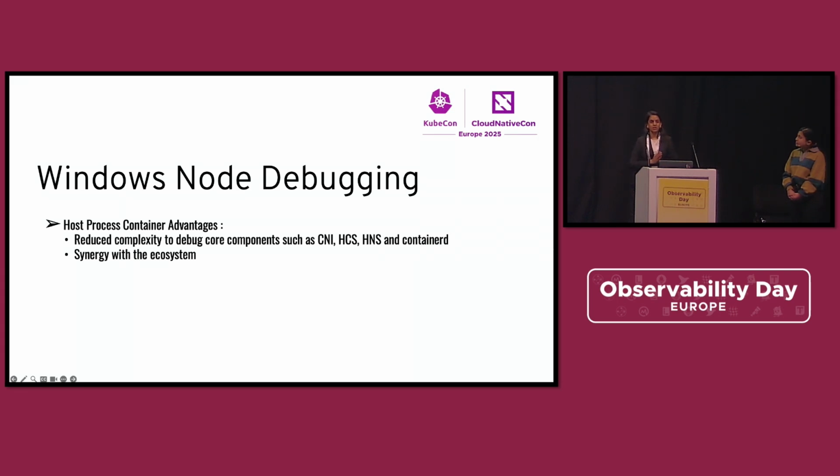Host process containers are a simple one-line solution which is streamlined with Linux at par with the kubectl debug node command. You just type that in, and boom, you're on the node. You can access everything that's available to the node. The two main benefits of this are reduced complexity, and the second one is synergy with the Kubernetes ecosystem. It streamlines the developer experience. It's going to be the same on Windows as it is on Linux right now. Let's try to see this command in action.